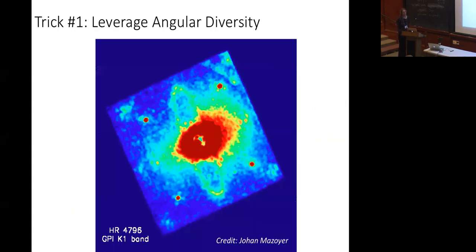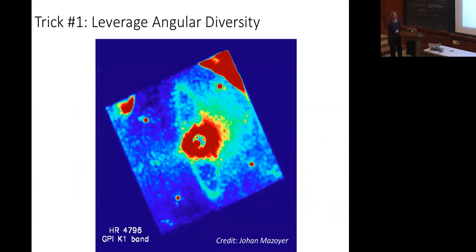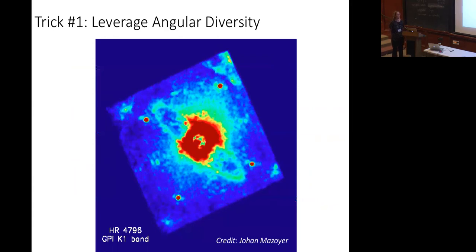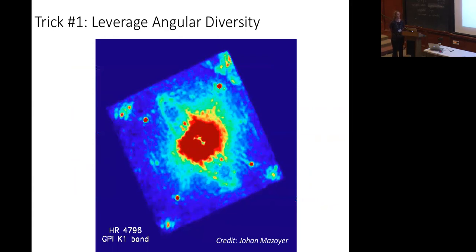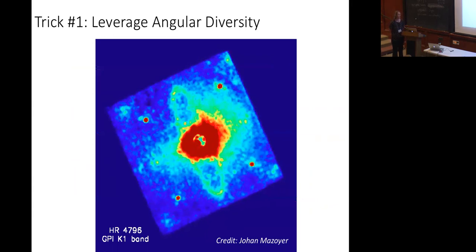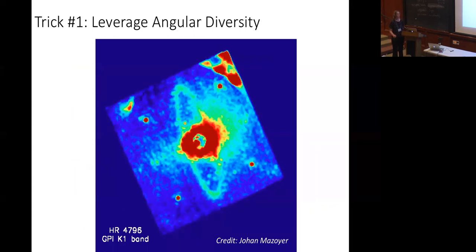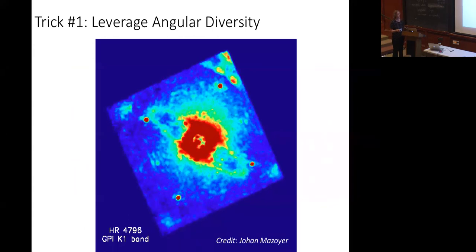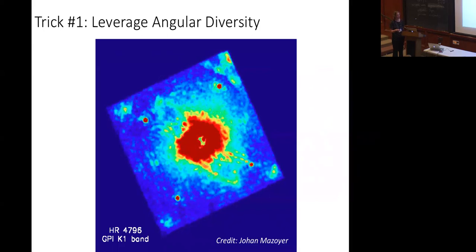So here's a movie. Here's the first thing that you can do: you can leverage angular diversity. I like this movie because it shows Gemini Planet Imager observations of the debris ring around the young star HR 4796. You see a few different things here. First of all, you see the PSF of the central star is changing a lot. There's a coronagraph in there, which is why you see a hole.